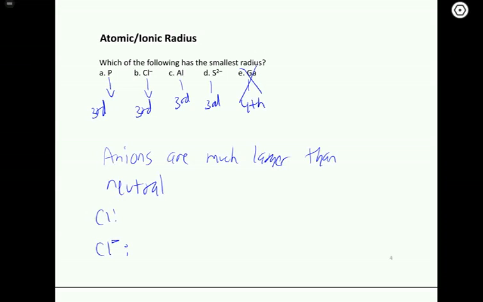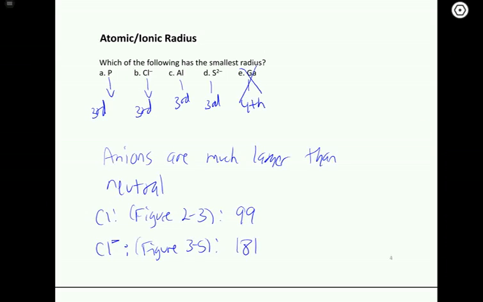So here we go to another table in the book. All right, so figure 2.33, if you're trying to follow along at home with your textbook. The atomic radius of chlorine is 99. And from figure 3.5, we're talking about the ionic radius of Cl minus. That's going to be 181.